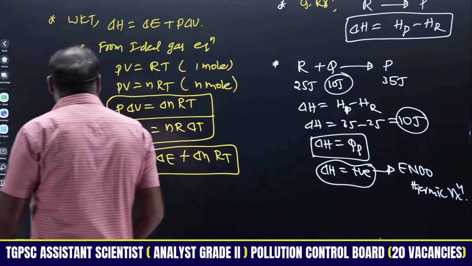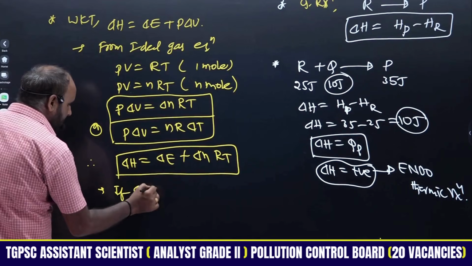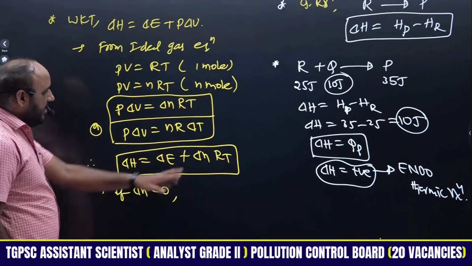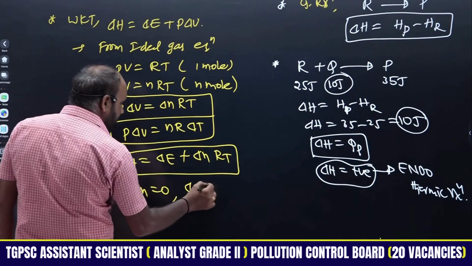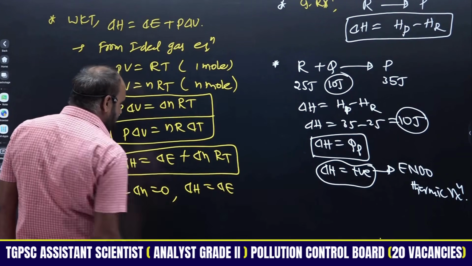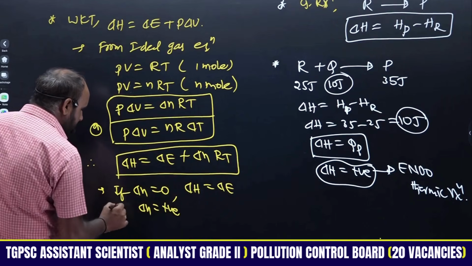How delta H and delta E are related with each other: if delta n is 0, so there is one case, delta n is 0. When delta n is 0, this entire term will be 0. Hence delta H is equal to delta E. If delta n is positive, right?